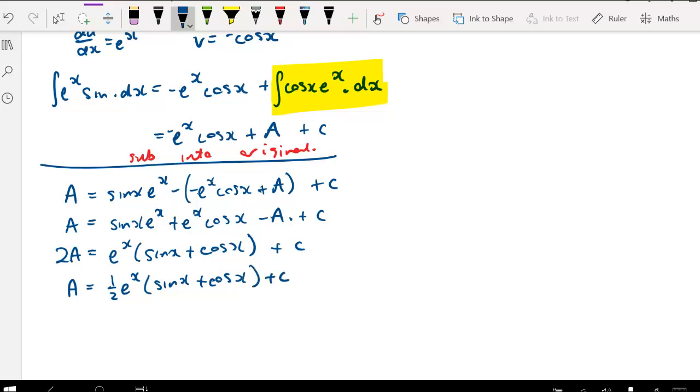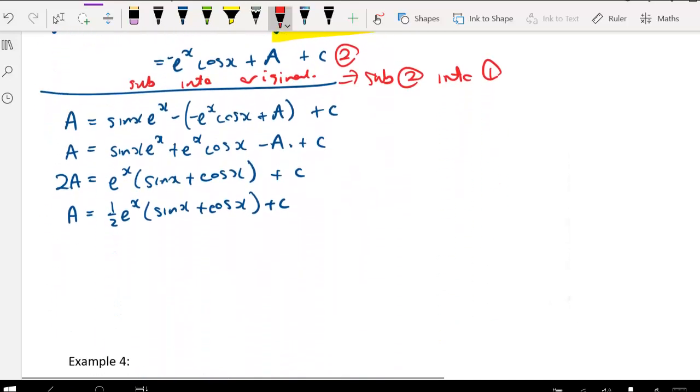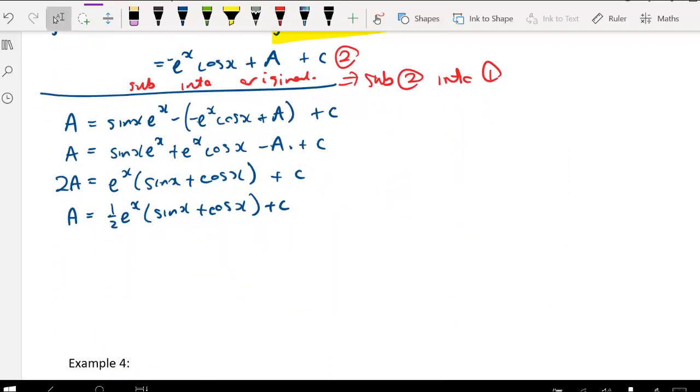So that iterative process is really important. You could have said at the start here that this is 1, this is 2, and sub 2 into 1, and that allows for a little bit extra order there. Knowing that a is equal to, and a is that original integral, suggests that this is our final answer, this is our final integral.